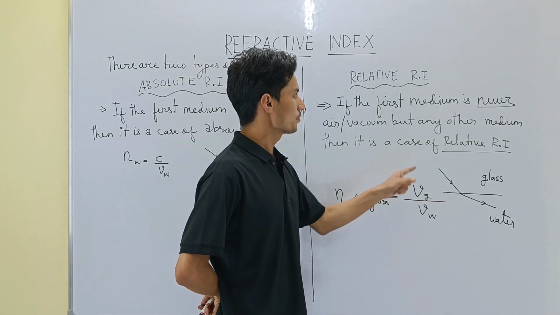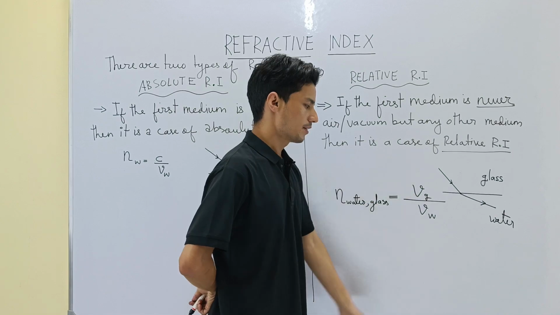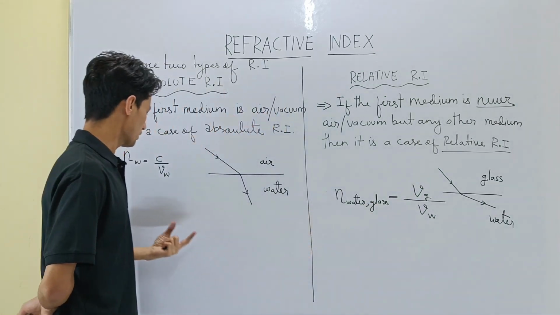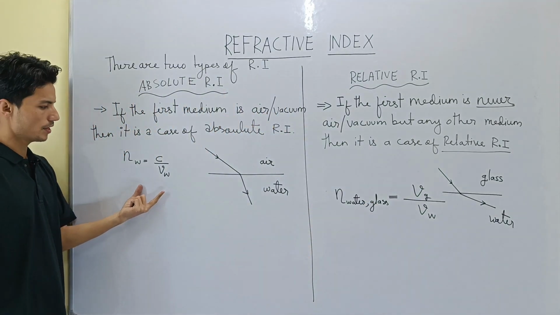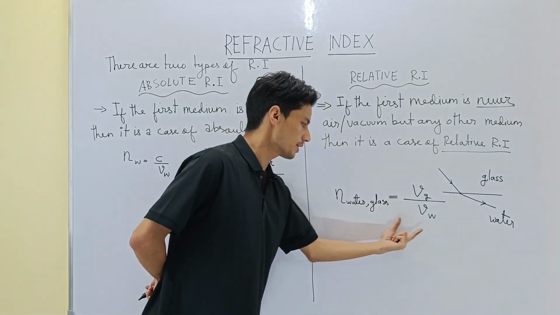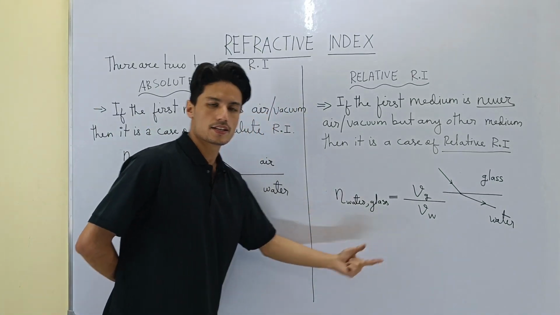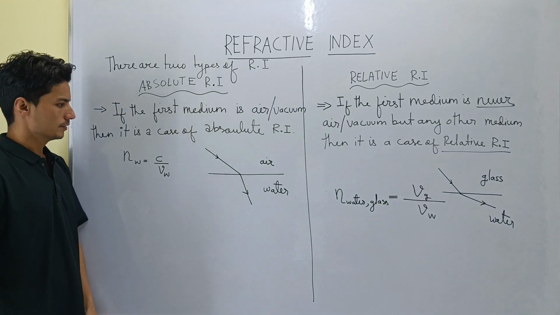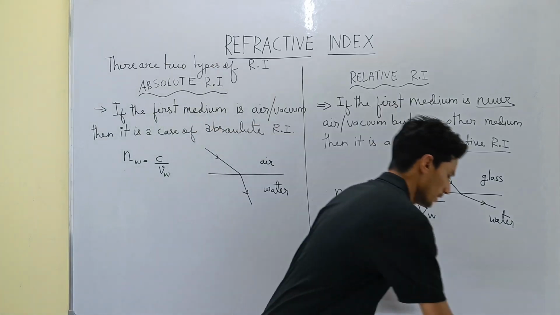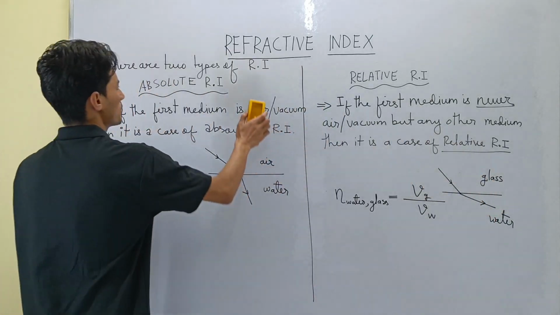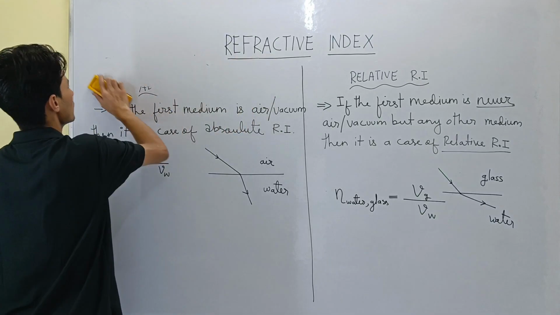This is how the formula for relative Ri looks like. Have a good look. Things are not the same, they are a little different. So you have to remember the key differences between absolute Ri and relative Ri. With this understanding, we are ready to do some practice questions.